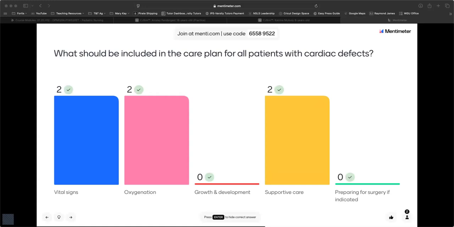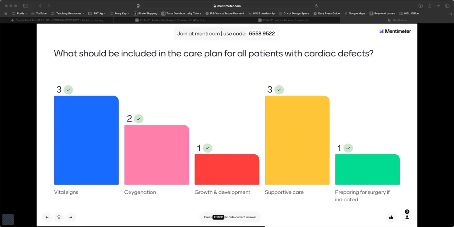So all of these are going to be part of our plan of care. Every pediatric patient, we have to consider their growth and development. Every patient, we think about supportive care for them. Looking at those vital signs, oxygenation, we know that our respiratory and cardiac systems are very closely linked. And then preparing for surgery if we need a surgical correction there.